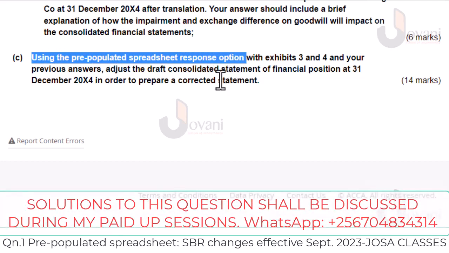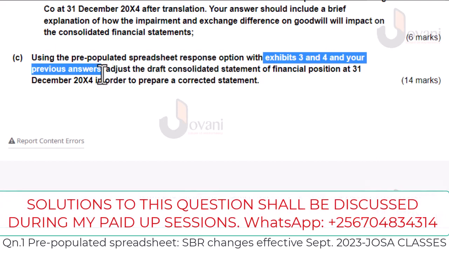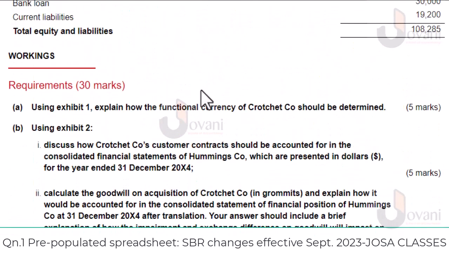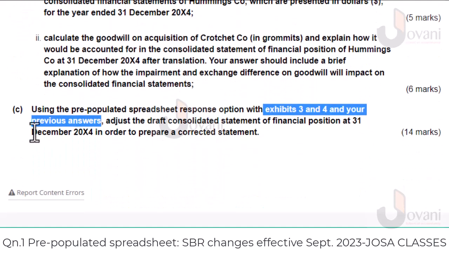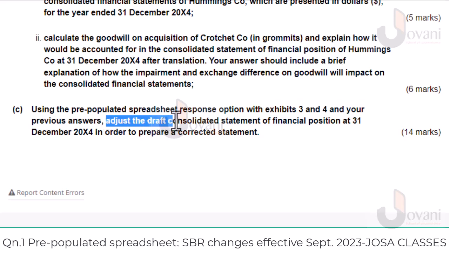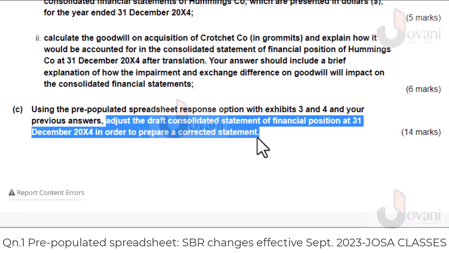Here it comes now. Using Exhibit 3 and 4, and your previous answers. When they say previous answers, they mean from all these calculations that you've made for Question 1, Part A, Part B, and your previous answers, adjust the drafted consolidated statement of financial position at 31st December 20X4 in order to prepare a corrected statement.